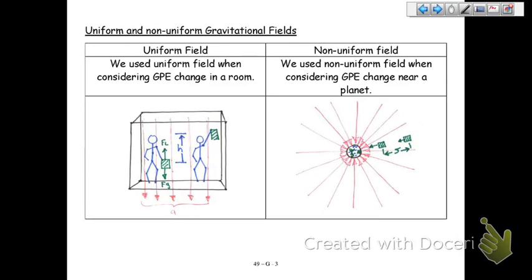And we did a lot of moving within a room. We had bags being lifted up, we had bags being moved to the side, and bags moving up a ramp. Remember all that? We didn't do so much of moving from near space to far space. We didn't do so much of that.